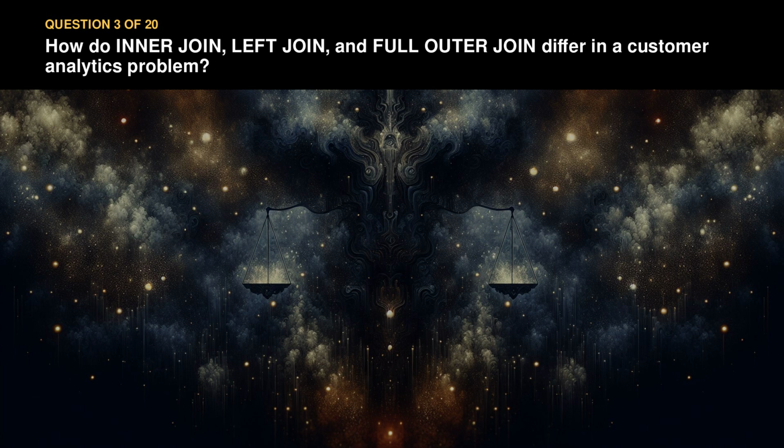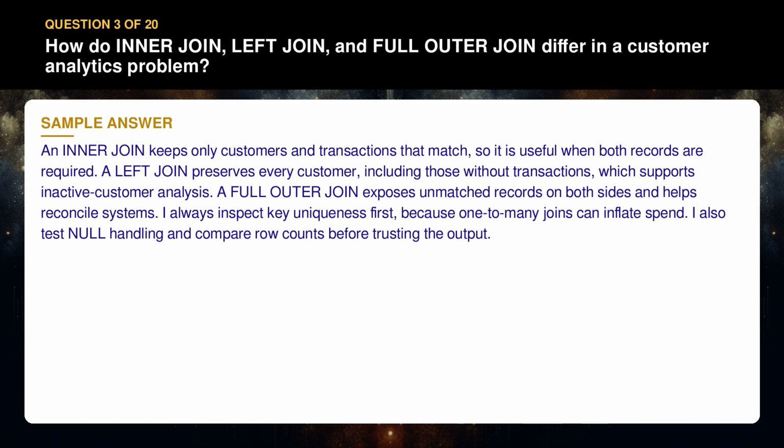Question 3. How do inner join, left join, and full outer join differ in a customer analytics problem? An inner join keeps only customers and transactions that match, so it is useful when both records are required. A left join preserves every customer, including those without transactions, which supports inactive customer analysis. A full outer join exposes unmatched records on both sides and helps reconcile systems. I always inspect key uniqueness first, because one-to-many joins can inflate spend. I also test null handling and compare row counts before trusting the output.